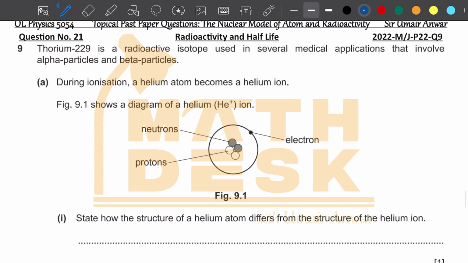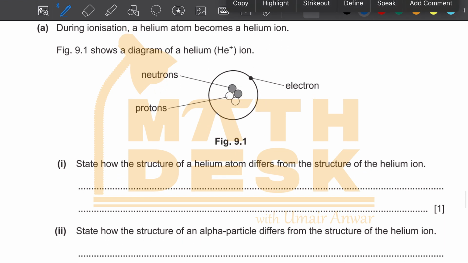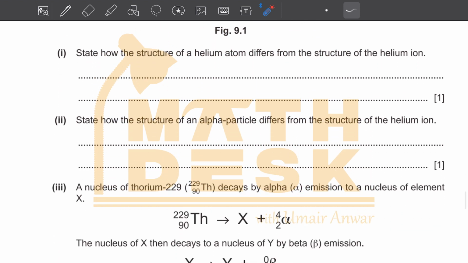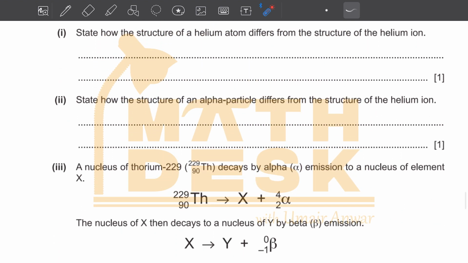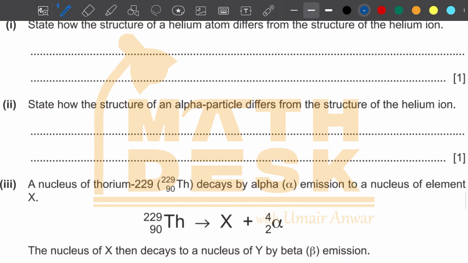During ionization, a helium atom becomes a helium ion. Figure 9.1 shows a diagram of a helium positive ion. In a helium ion, we can see that there are two protons, two neutrons, and one electron present, which shows that it has lost one of its electrons. State how the structure of a helium atom differs from the structure of the helium ion.